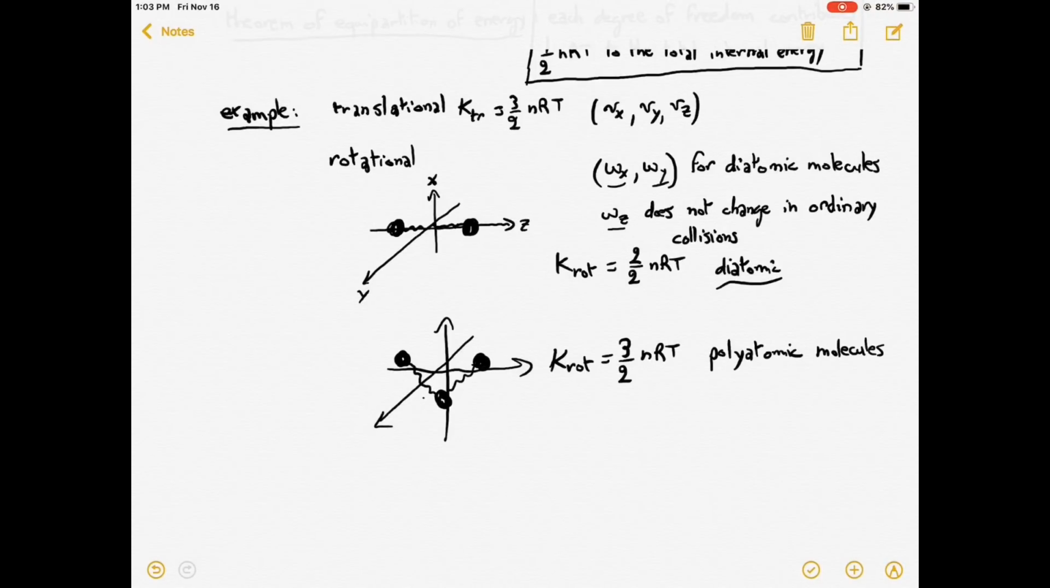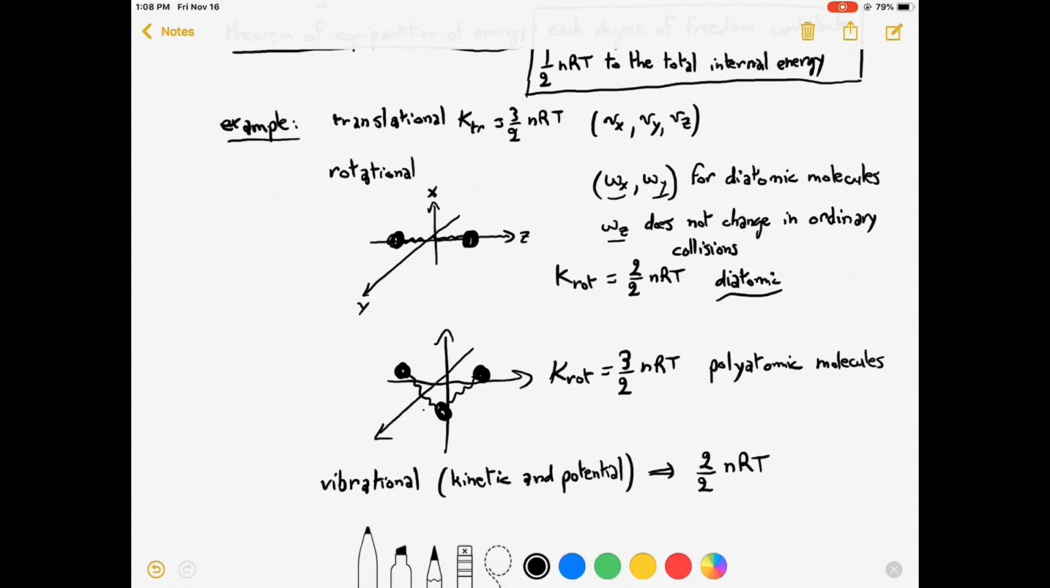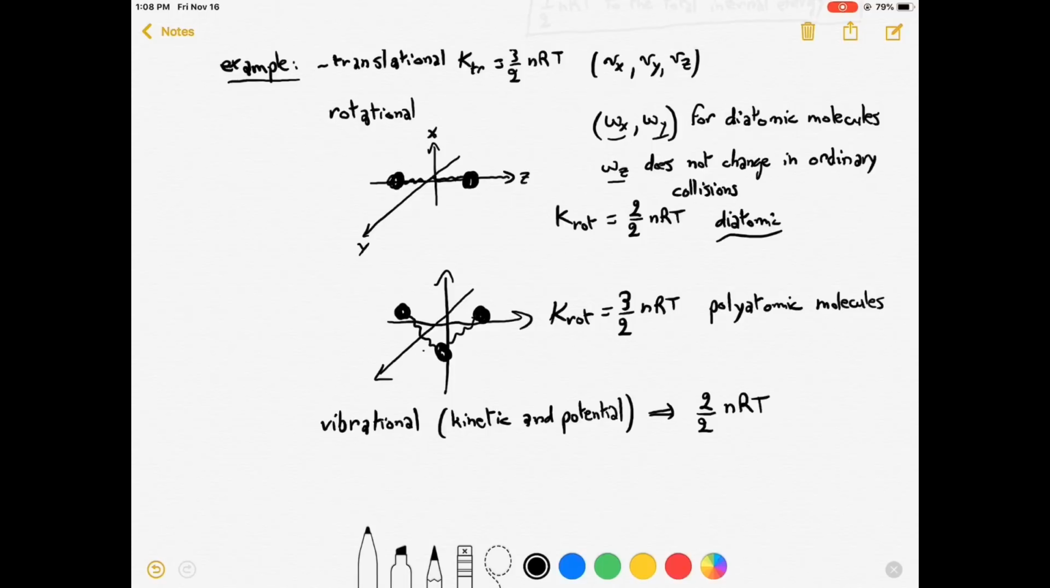We also have additional degrees of freedom due to the vibrations of those bonds. So the vibrational degrees of freedom: you know from physics 9A that the energy will oscillate between potential energy and kinetic energy. And so you have 2 degrees of freedom here, kinetic and potential. That's going to contribute 2/2 nRT. So if you add all of these, you would get 3/2 translational, plus for a diatomic molecule 2/2 from the rotational, and then another 2/2 for the vibrational.